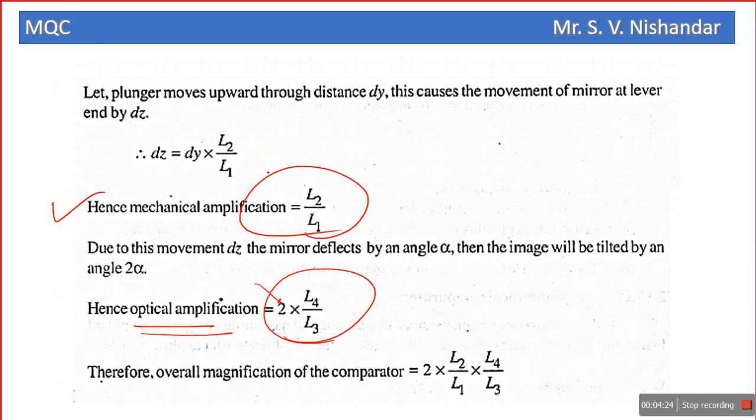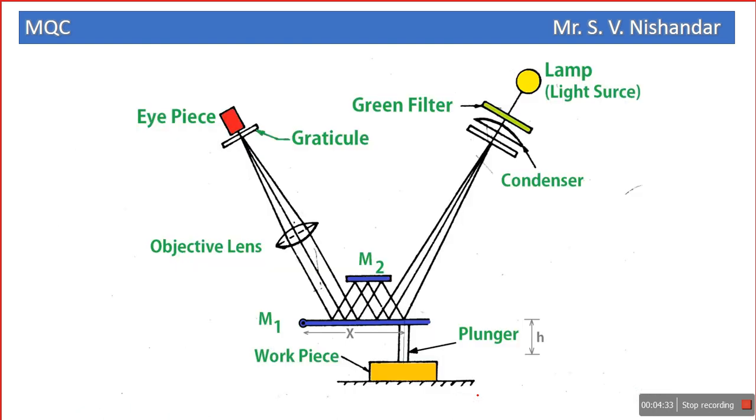Okay, so the overall amplification is 2 L2 by L1 into L4 by L3. Now we see the next one, the Zeiss, the pure optical comparator. In that case, the one change is that we have to use two mirrors here, M1 and M2. M1 is movable and M2 is fixed. If we see here, that movable mirror is carried along with the plunger.